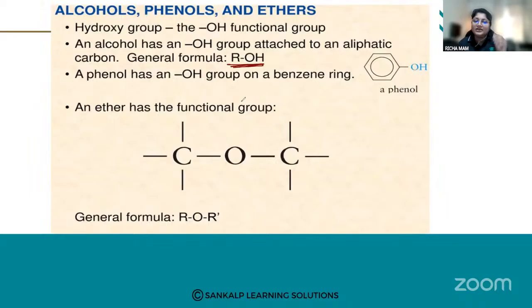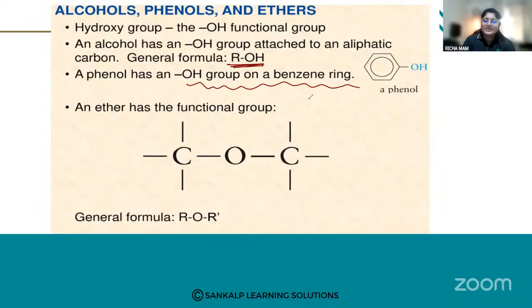Then, when we give the definition for phenol, what are they? They are the derivatives of aromatic hydrocarbons in which the OH group is directly attached to the benzene ring, or the carbon of the aromatic ring. So they are termed as phenols. Then ethers, how do we represent ethers, students?